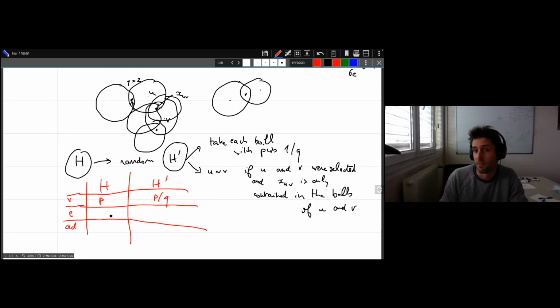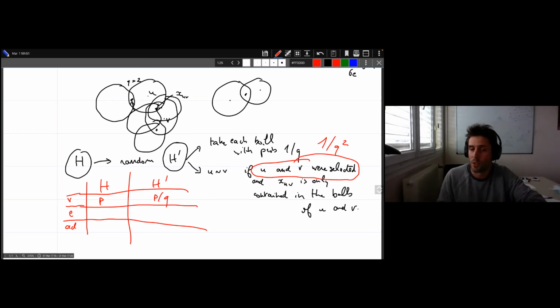What about the number of edges? I kept an edge between U and V if both U and V were selected. This happens with probability 1 over Q squared: U is selected with probability 1 over Q, and V is selected with probability 1 over Q. And all the other balls that contain x_UV disappeared. But you only had at most Q minus 2 such balls, so this happens with probability at least (1 minus 1 over Q) to the Q minus 2, and this is at least 1 over e.